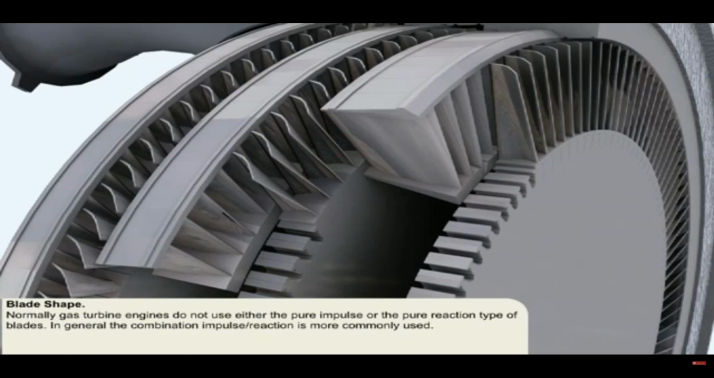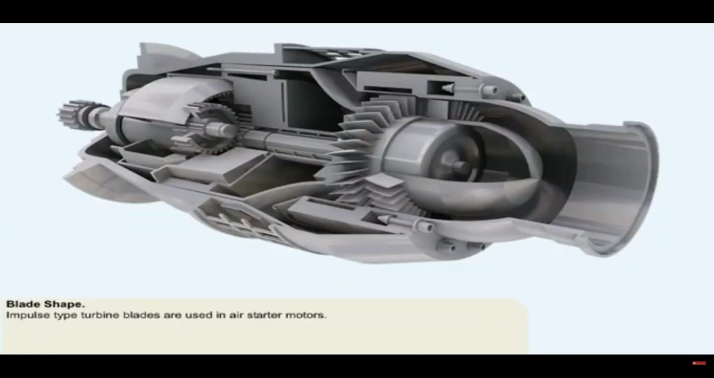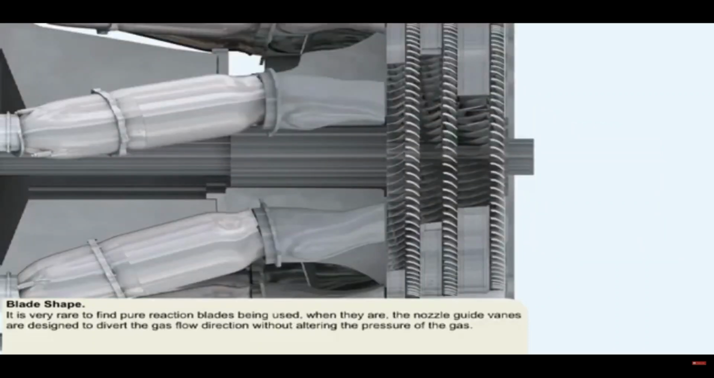Impulse-type turbine blades are used in air starter motors. It's very rare to find pure reaction blades being used. When they are, the nozzle guide vanes are designed to divert the gas flow direction without altering the pressure of the gas.